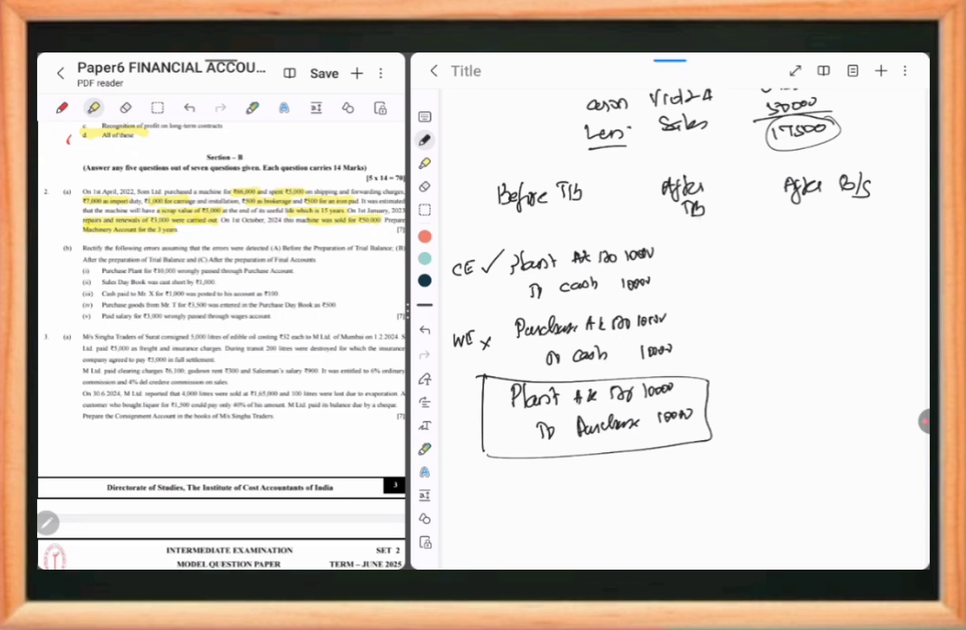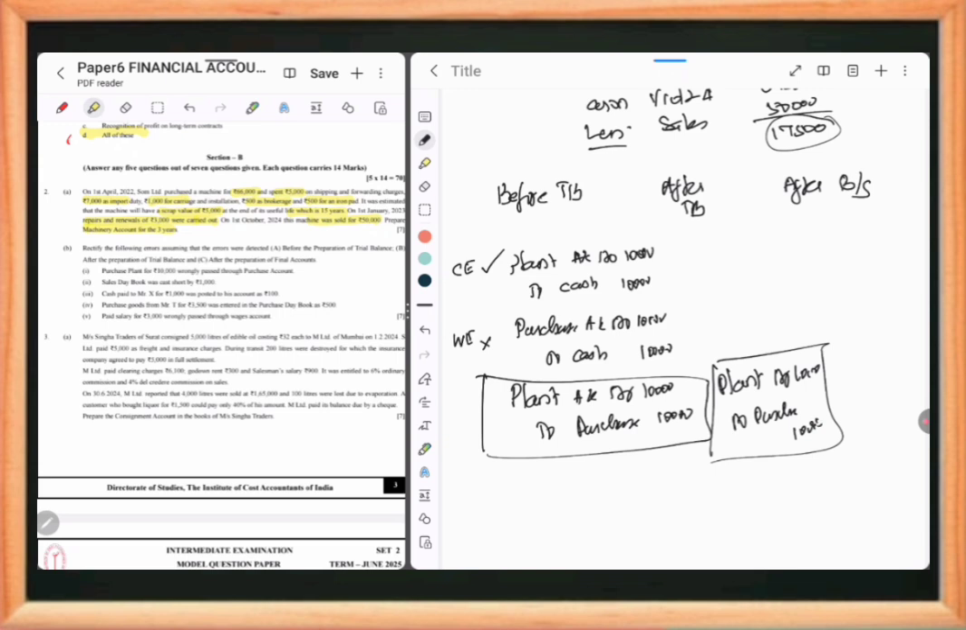And then in after trial balance also it is the same: the correct entry, the wrong entry, and then we have to rectify the entry. The same entry will be there. Plant account debit to purchases, the same 10,000, 10,000.